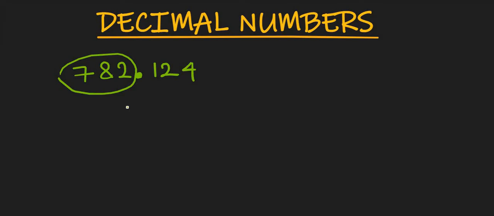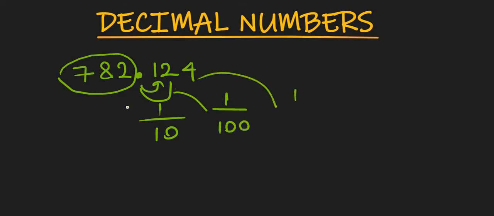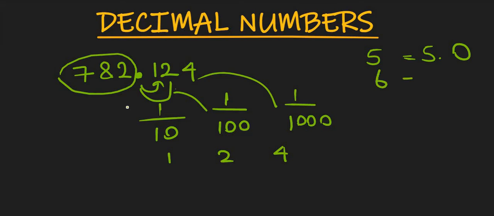The number immediately after the decimal point, this 1, represents 1 over 10, and this 2 represents 1 over 100, and this 4 represents 1 over 1000. So from 1 over 10 we have 1, from 1 over 100 we have 2, from 1 over 1000 we have 4. Note that 5 is actually 5.0, and 6 is actually 6.0, because there are no fractional parts after either 5 or 6.